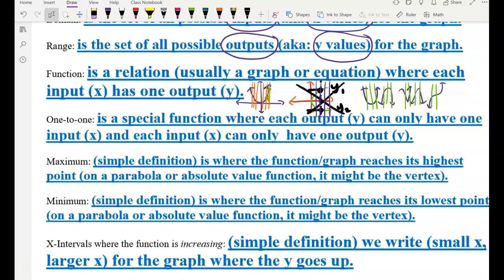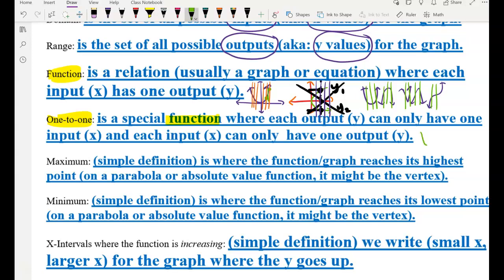One-to-one, it's even more special than the function itself. So to be a one-to-one, this is really unique. To be a one-to-one, first you have to pass this function test, okay? So it's a function, but not only that, not only does every input have an output, but every output can only have one input.